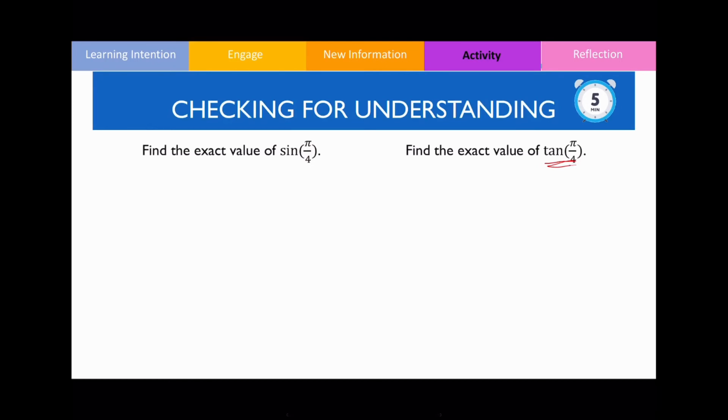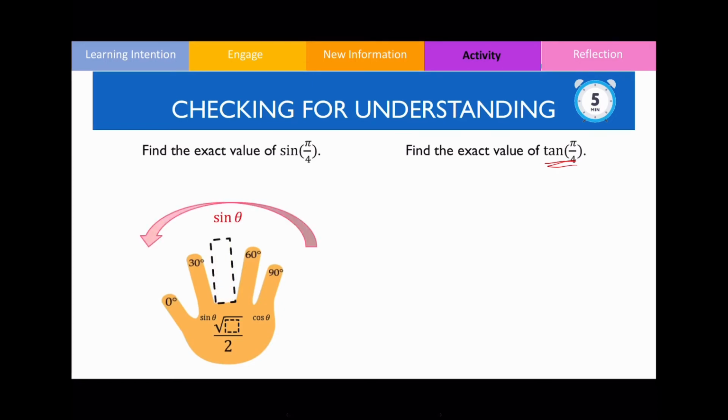If you have done this successfully, what you will need to do first, if you were using the left-hand rule, is put down pi on 4. So you'll be putting down 45 degrees, which I've done. Then count the number of fingers found towards the left, because sine is found to the left. In this case, there are 2 fingers, so my answer is going to be root 2 on 2. I can't simplify any further, so that will be my final answer.